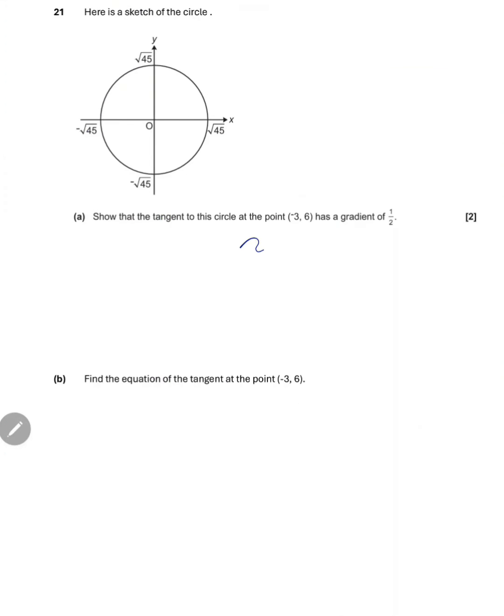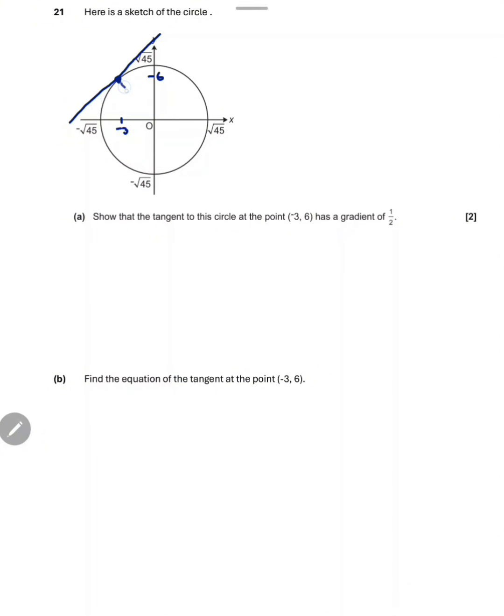Question 21, we're looking at a circle, and we're looking at the tangent to the circle at the point -3, 6, which is probably about there. So let's just jot that there. And we want to know the gradient of the tangent at that point. The tangent is this line. It touches the circle but doesn't cross it.